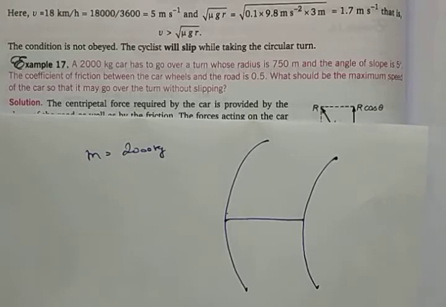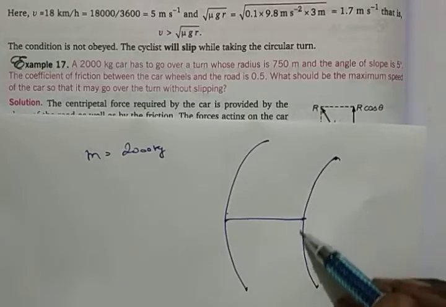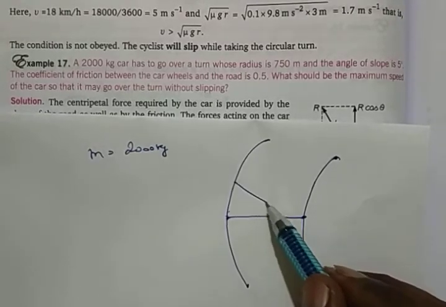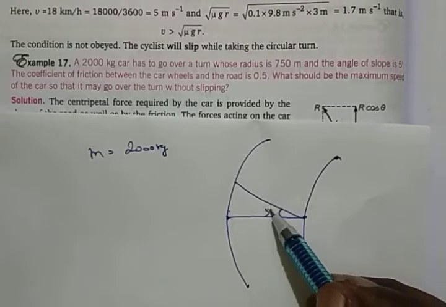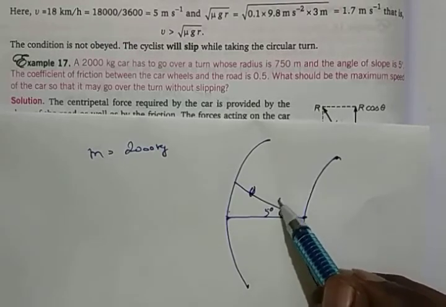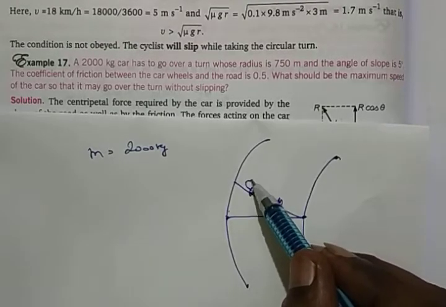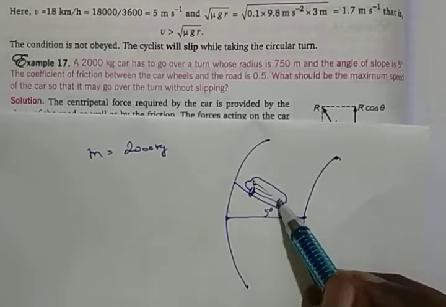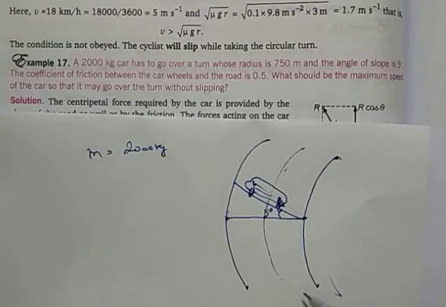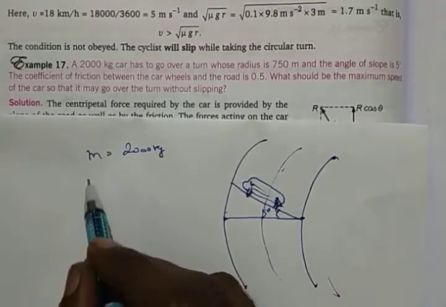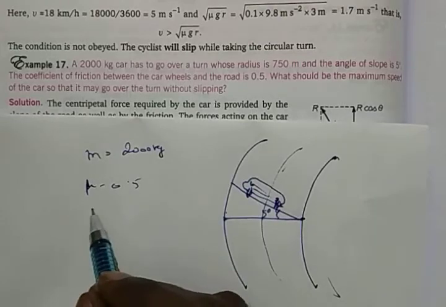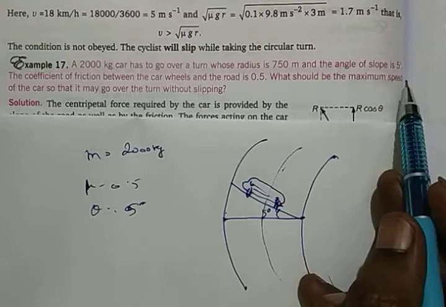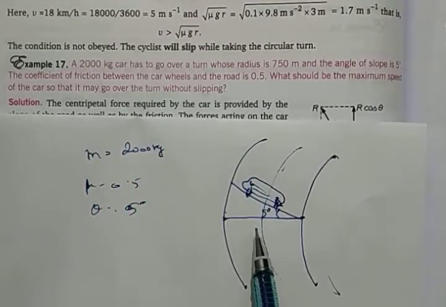Think over it. The nose tip, where should it come? It should come in that inner circle. So this should be the nose tip, not this side. So you will get like this, and this is 5 degrees. It's already given. And the car is now negotiating this path. As it's going like this, the mu is given here as 0.5, theta is given as 5 degrees. What should be the maximum speed of the car that it may go and turn without slipping?